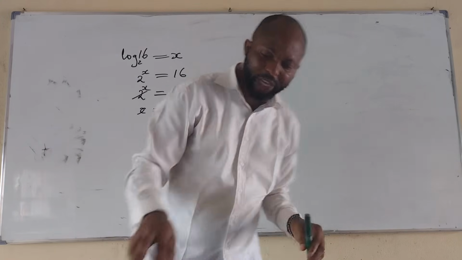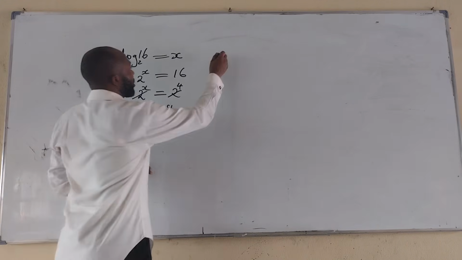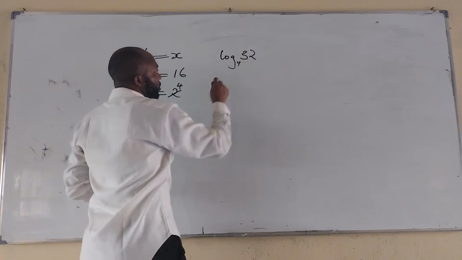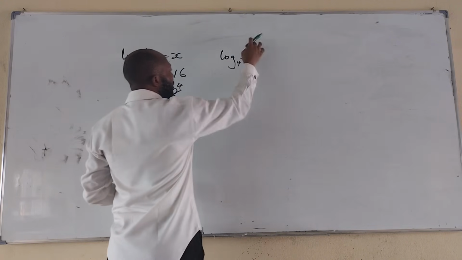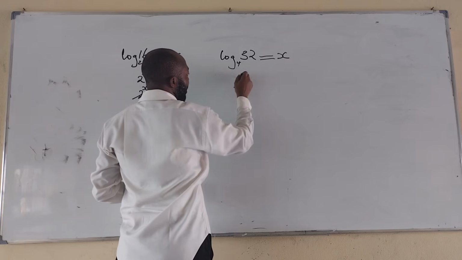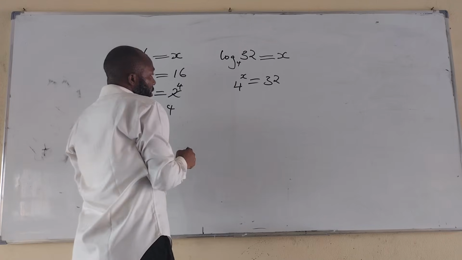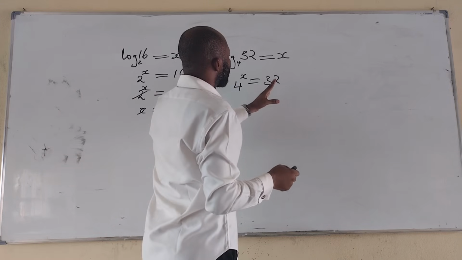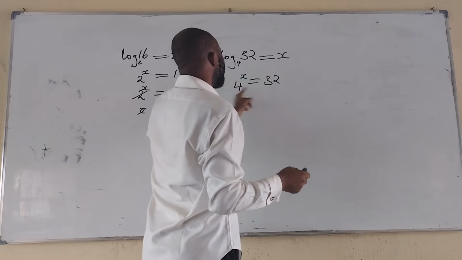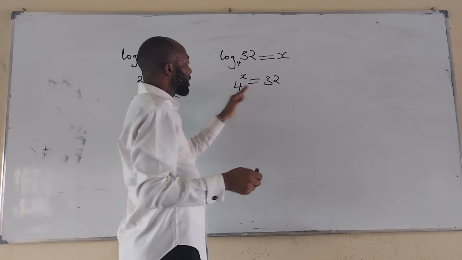Log 32 base 4. So the number to which 4 can be raised to give us 32 is unknown. We call it x. So now we can say 4 raised to the power x is equal to 32. Now, no matter how many times I raise 4, I can't get 32 with the same base. I can't bring 32 to having a common base with 4. But there is another number which can equate the bases, and that number is 2.